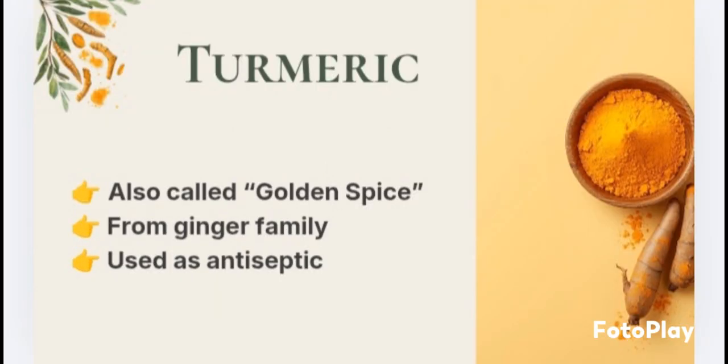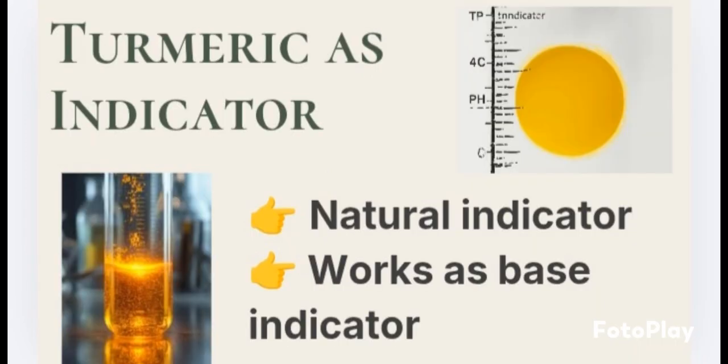Now we will learn about turmeric indicator. So first we will know about turmeric. Turmeric is also known as golden spice. Turmeric belongs to the ginger family. It has so many health benefits and is also used as an antiseptic.